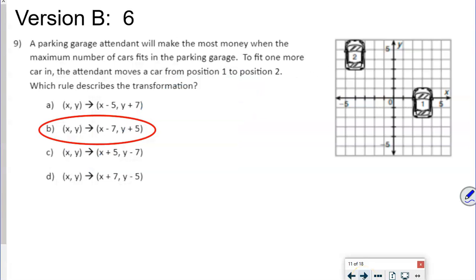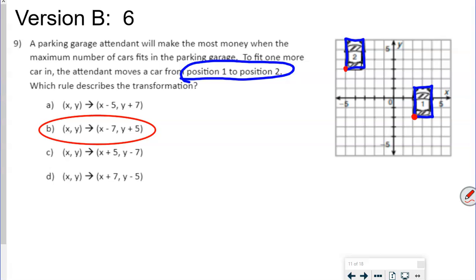Okay, number 9 says a parking garage attendant will make the most money when the maximum number of cars fit in the parking garage. To fit one more car in, the attendant moves the car from position 1 to position 2. Which rule describes the transformation? Okay, so here's the big deal. You have to read this part right here. So we're going from position 1, and I'm going to draw the outline of it, to position 2. Now I'm going to pick just a point somewhere on the corner of this, and go to this point.